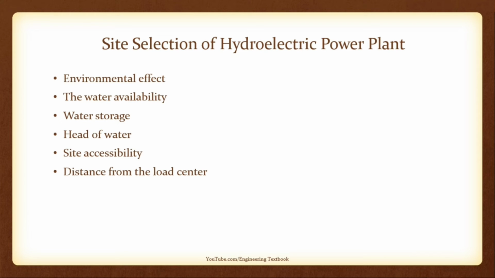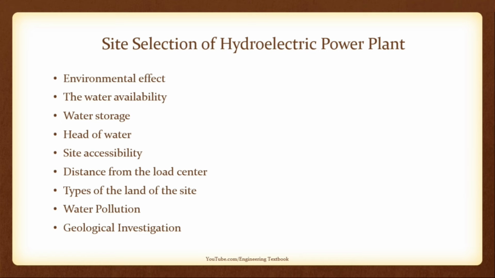Distance from the load center. If there is more distance between the power plant and the load center, then more transmission cable is used and hence the cost will be increased. Type of land of the site. The power plant needs more space and it should be kept in mind that the land cost must be cheap. Water pollution. Water pollution is one of the major factors. The plant should be free from water pollution. If there is water pollution, then chances of loss of equipment are high.